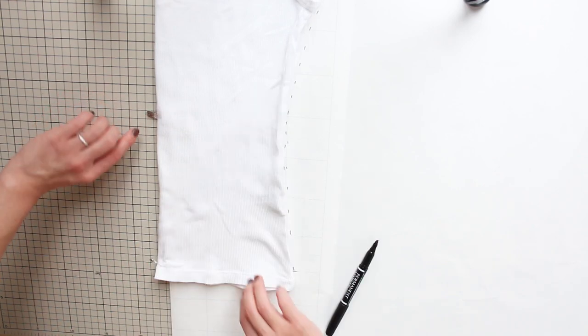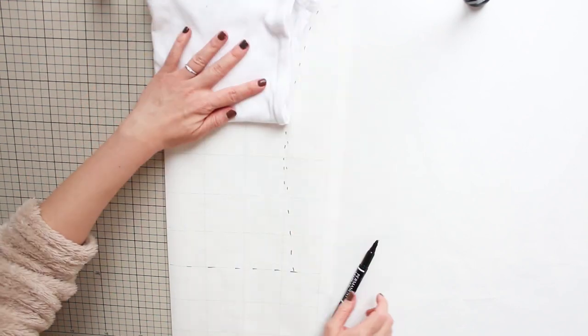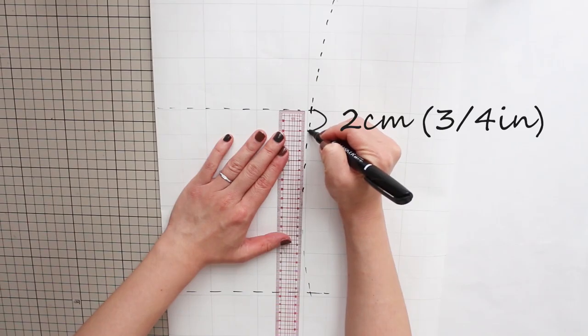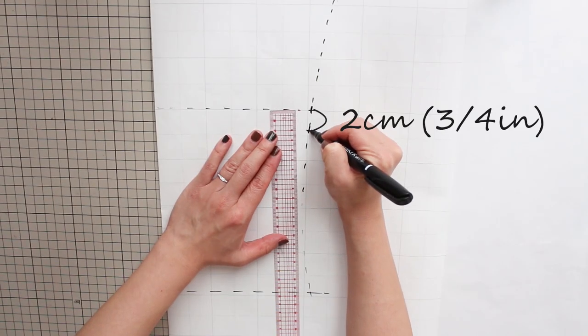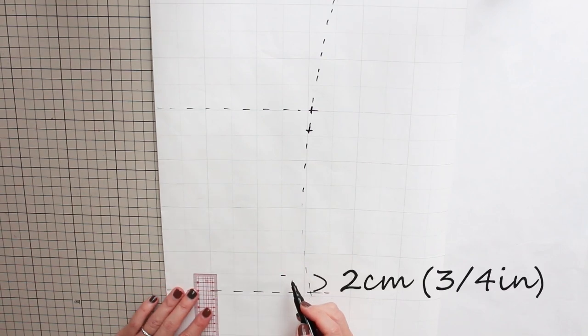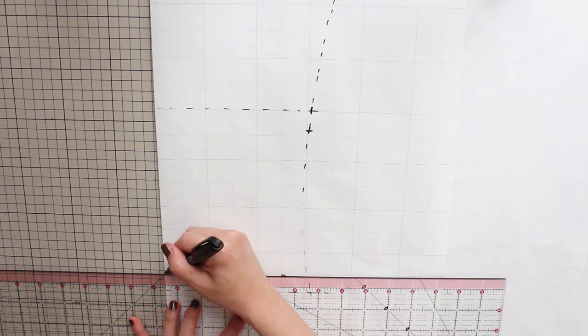Then fold up the tank top at the safety pin indicating the underbust line. Mark where this line and side seam meet. From there, measure down 2 cm or 3/4 inch and make a mark. At the bottom, measure 2 cm up from the bottom line and draw a horizontal line there.